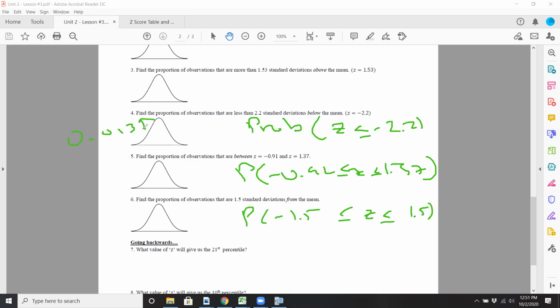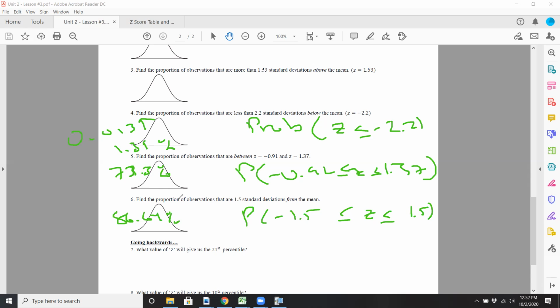Obviously, if you're less than 2.2 standard deviations, that's really low. So very low percentage there, or you can write 1.39%. I don't care if you write a decimal or a percentage, it's fine with me. This one I think is 73.3%, and this one's going to be 86.64%. And you'll have some homework to practice this skill.